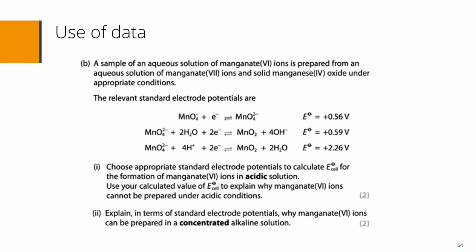There's a question on use of data. They're given some standard electrode potentials. They're asked to choose the standard electrode potentials to calculate E0 cell for the formation of manganate(VII) in acidic solution, and use the calculated E0 cell to explain why manganate(VI) ions cannot be prepared under acidic conditions. Those of you who have read what I've written about using E0 cell to predict feasibility of reactions will know my views on that.